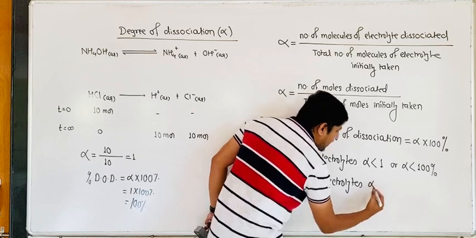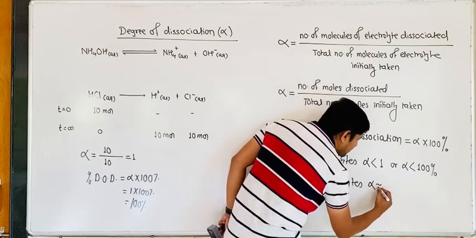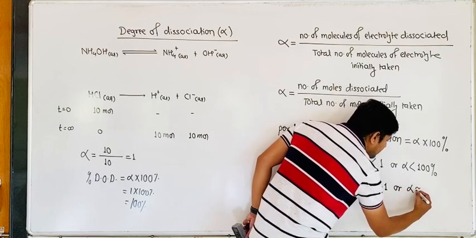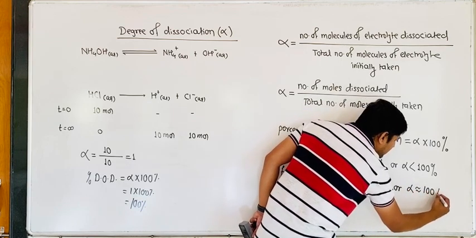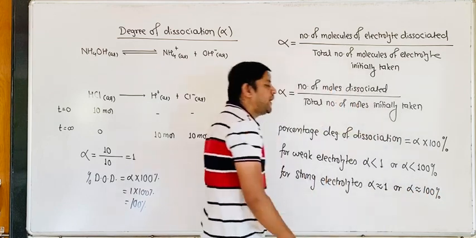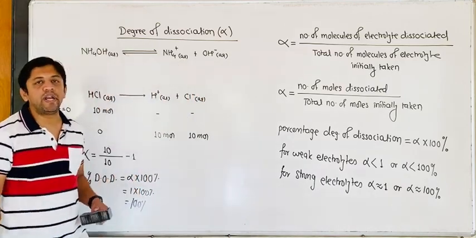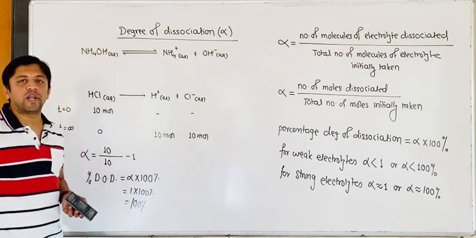For strong electrolytes, alpha is almost equal to 1 or almost equal to 100%, or it can be exactly equal to 1 or exactly equal to 100% depending on the nature of that strong electrolyte.